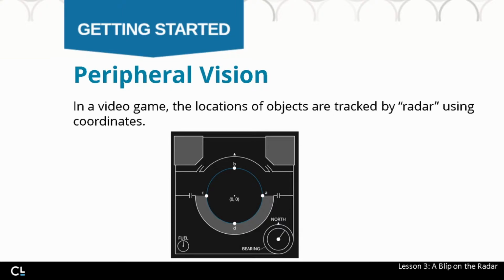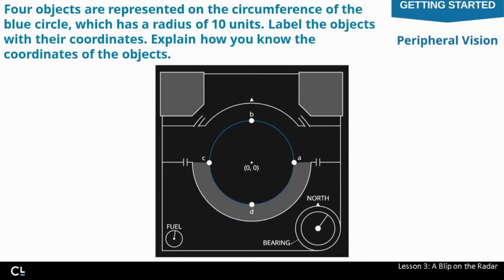It says peripheral vision. In a video game, like I said earlier, the locations of objects are tracked by radar using coordinates. We have a little example down below. Our first one says 4 objects are represented on the circumference of the blue circle, which has a radius of 10 units. So I want to mark that off immediately. The radius right here is 10 units. Label the objects with their coordinates. Explain how you know.